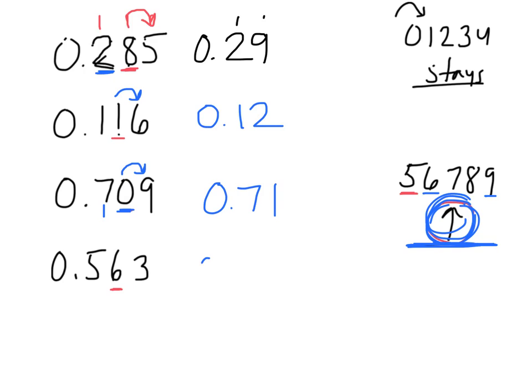And then finally, if I look to the right of my 6, it's a 3, and it says the underlined digit is going to stay. So our 5 automatically stays. Our 6 stays because it told us up here the 3, the underlined digit, stays the same.